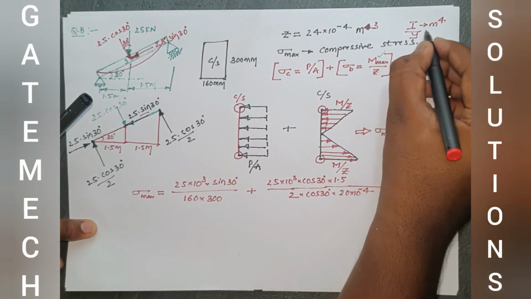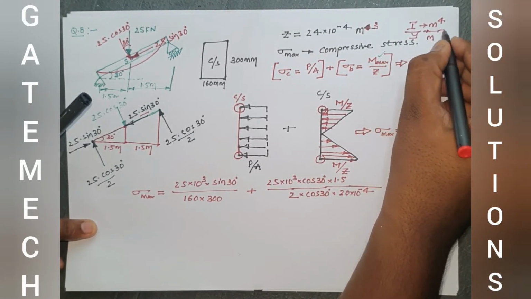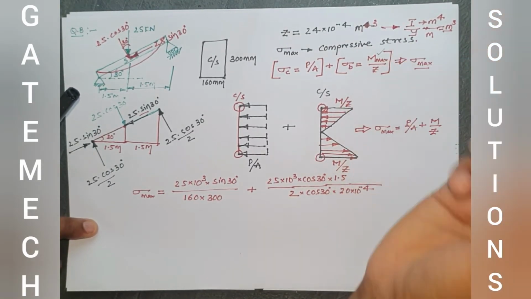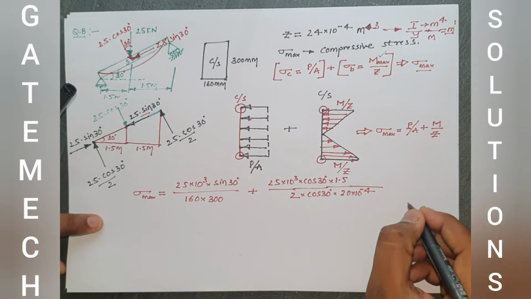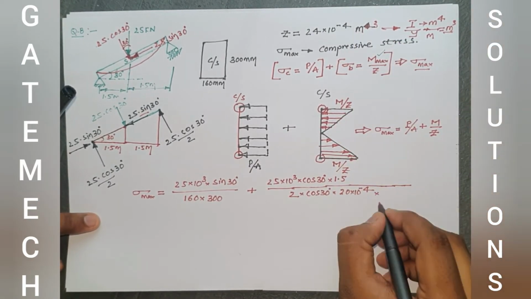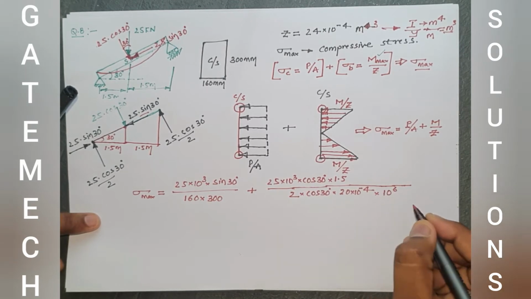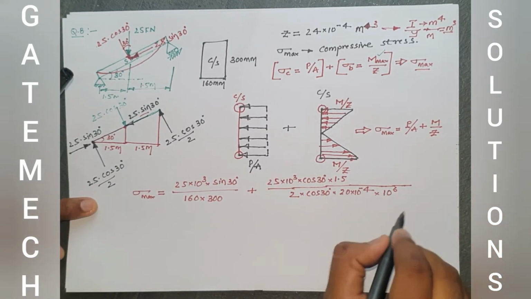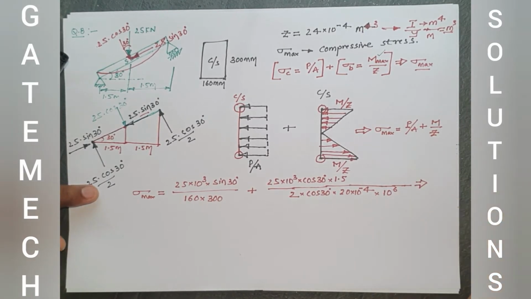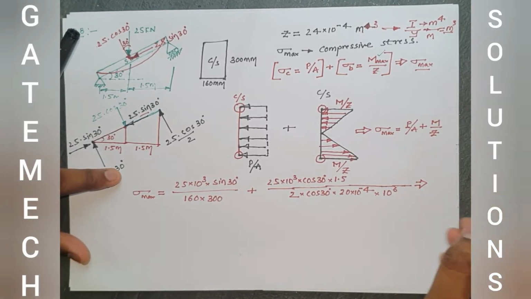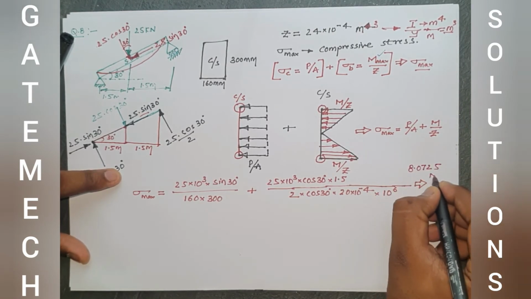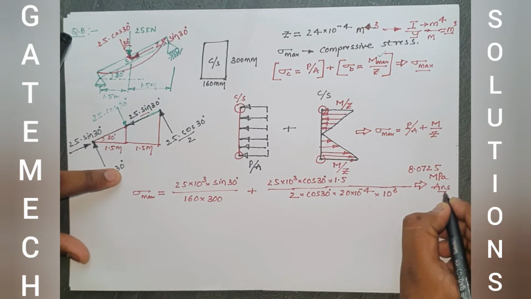So I by y is having the unit of meter cube, whereas I by y can be called as section modulus. I'm extremely sorry. Now if I substitute here meter power 4 into millimeter power 4, here the unit is 10 power 6. So now this entire thing will be in megapascal. This is also megapascal. If you calculate this value, you will get 8.0725 megapascal. So this is the correct answer for this question.